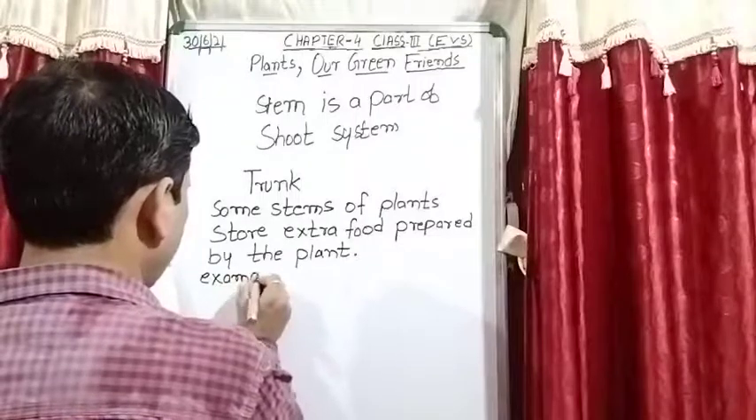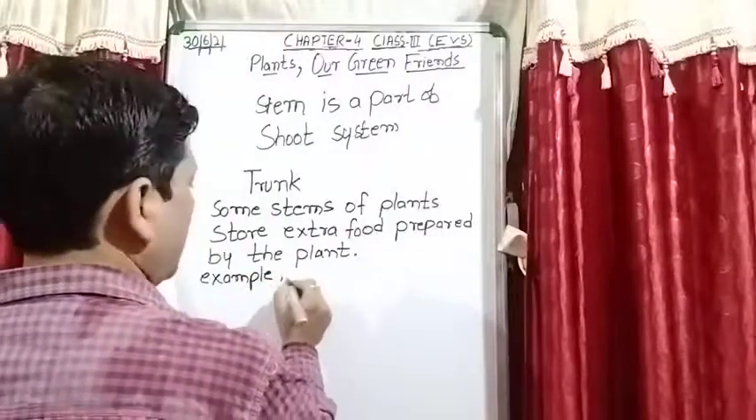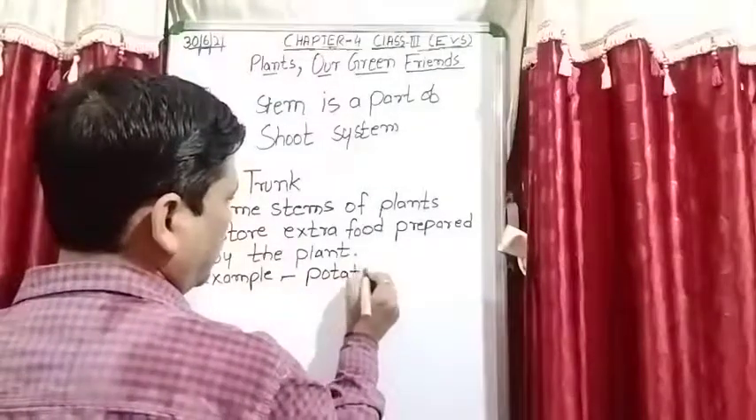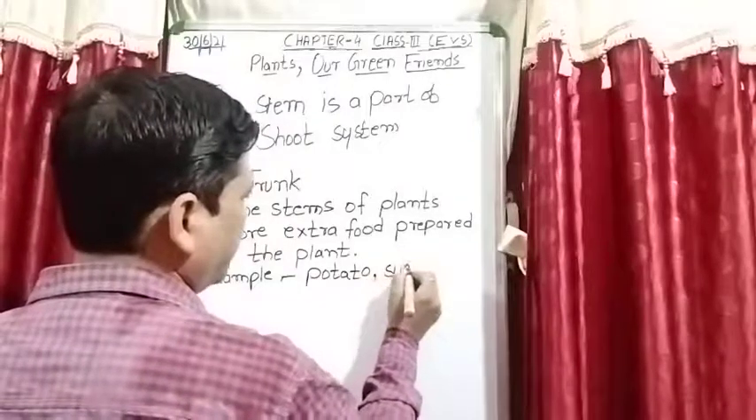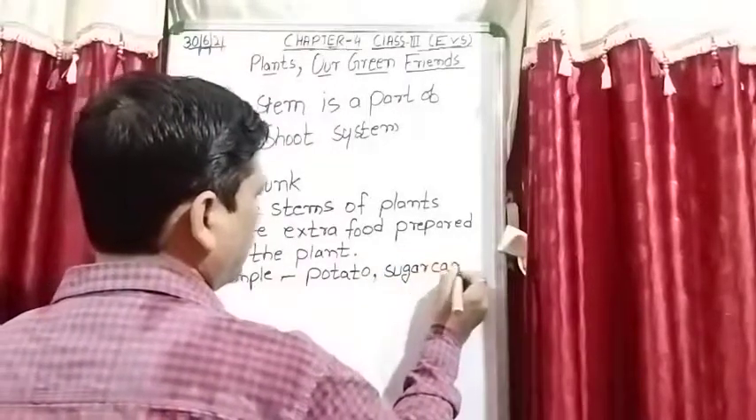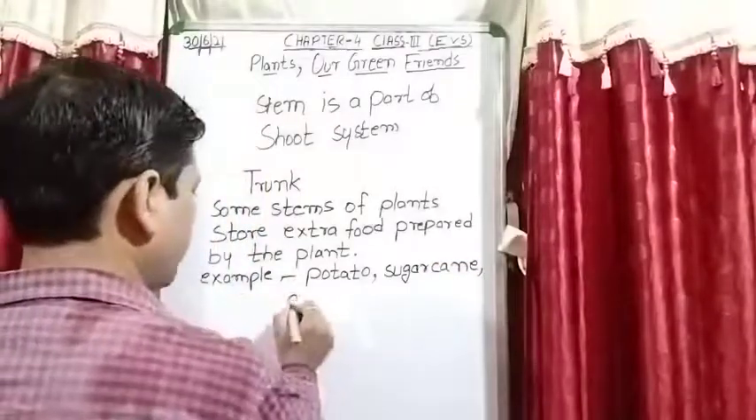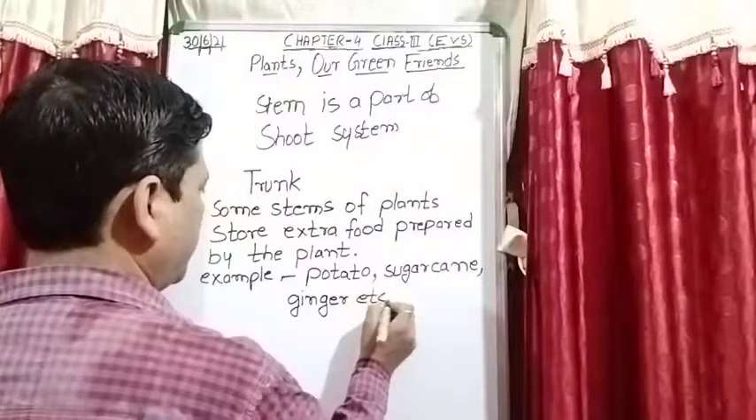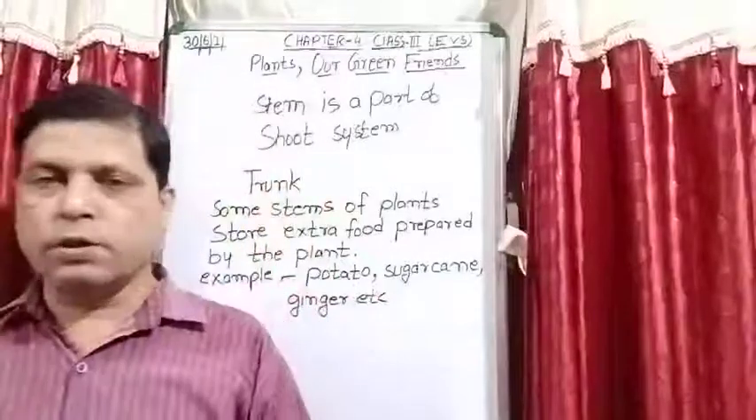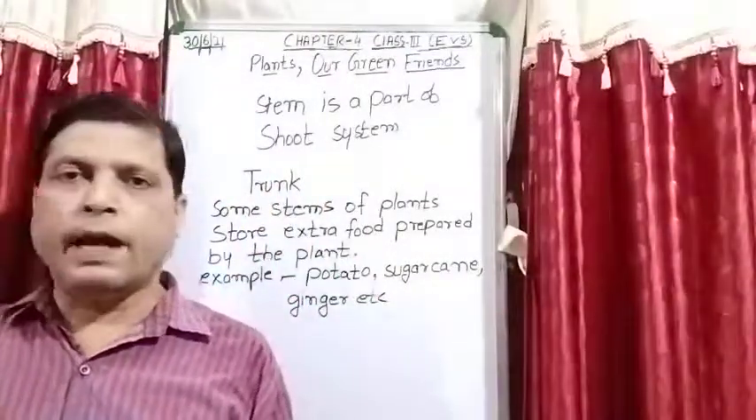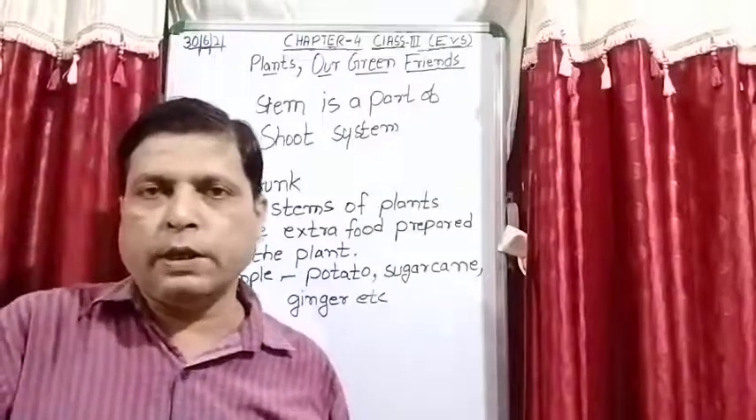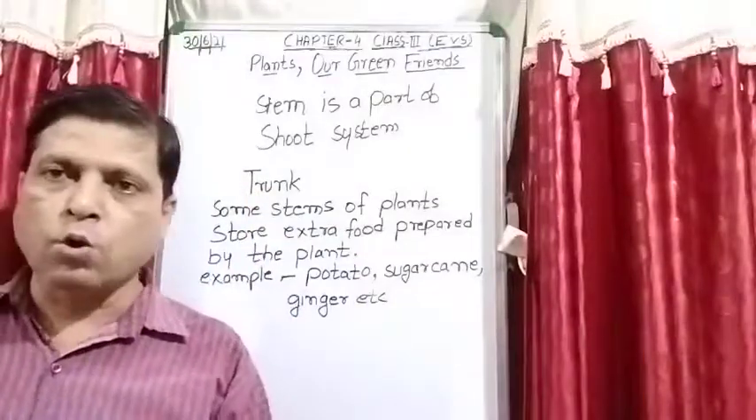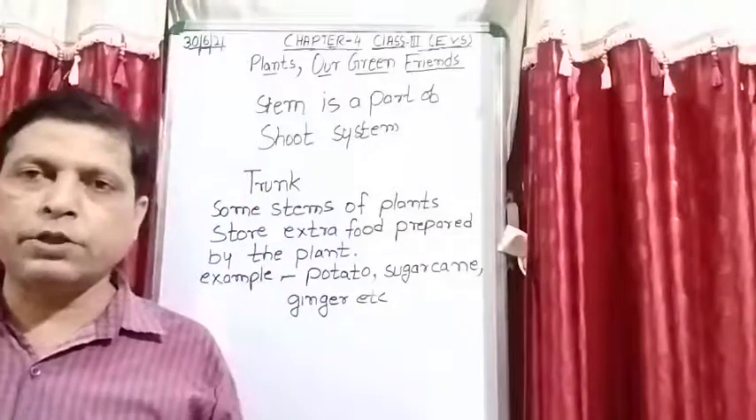Example, potato, sugarcane, ginger, etc. So when I was talking about the roots, I explained that some of the roots also store food. In the function of the root, at that time I explained that some of the roots also store the food. Okay, like radish and carrot.